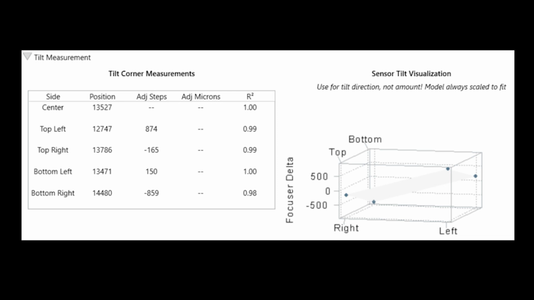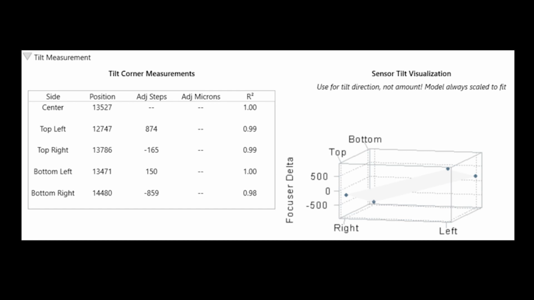Using this information would allow you to adjust for tilt and retest until you ended up with a flatter and less tilted sensor. It should be noted that the graphic on the right is always the same size. It's the scaled values that change. Because of this, small tilt can appear to be large tilt, so pay attention to the numbers.